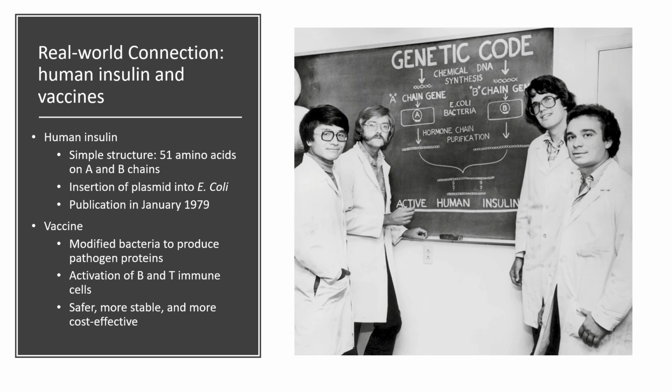Plasmid is also promising in producing vaccines. Many scientists are now devoted to modifying bacteria to produce one or two pathogen proteins. After injecting the transformed bacteria, the produced pathogen proteins will activate the B and T immune cells and allow the production of memory cells, which offers immunity. Compared to traditional vaccines, it is safer, more stable for transportation, and more cost-effective for large-scale production.